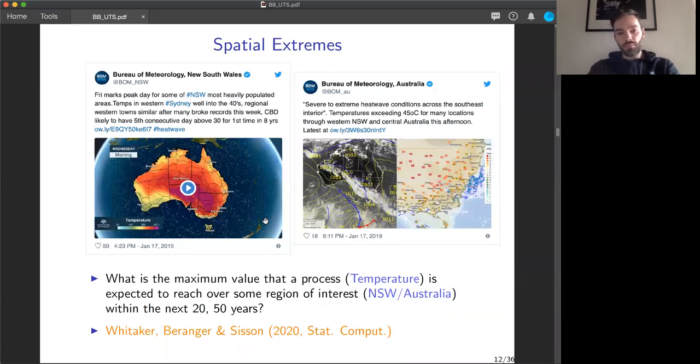Typically when people want to use spatial extremes, it's because they want answers to questions such as, what is the maximum value that a process, and here we take the temperature, is expected to reach over some region of interest, so that could be New South Wales or Australia, within the next 20 or 50 years. That's the kind of question that we try to propose some solution to in the paper with Tom and Scott that got published in Statistics and Computing this year.